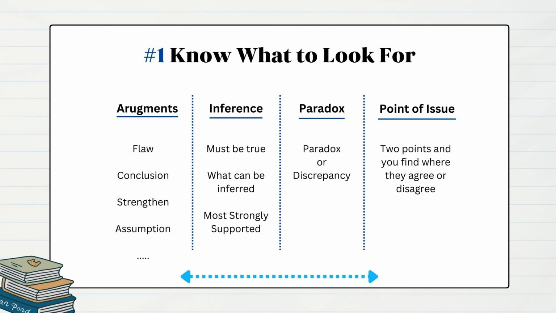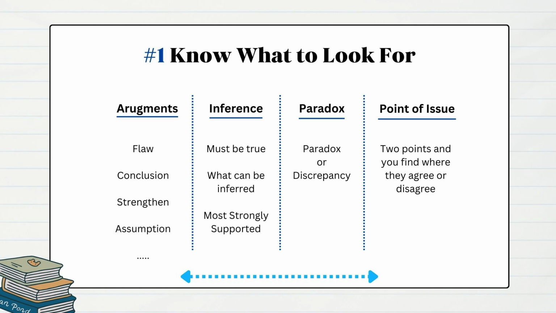So for the most part, LR is divided into four main buckets, and we can think of those buckets as arguments, inference, paradox, and point of issue. Arguments is the bread and butter of the LSAT. It covers around 90% of the questions, and they cover many different flavors. So you might see flaw questions, conclusion questions, strengthen questions, weaken questions, assumption questions, principle questions. There's a host of them. But once again, they're the most common and they're the ones you want to focus on for the most part.